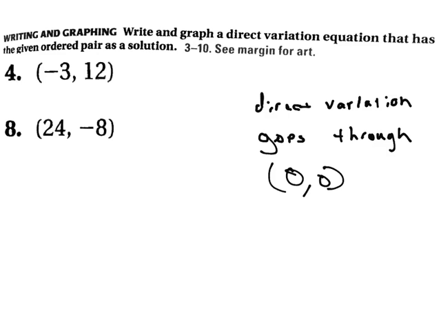Okay? So that means that it says right here, write and graph a direct variation equation that has the given ordered pair as a solution. Well, if this is a direct variation, it goes through 0, 0 and negative 3, 12. So if we were to do our slope formula, it'd be 0 minus 12 over 0 minus a negative 3, or negative 12 over 3, or negative 4.